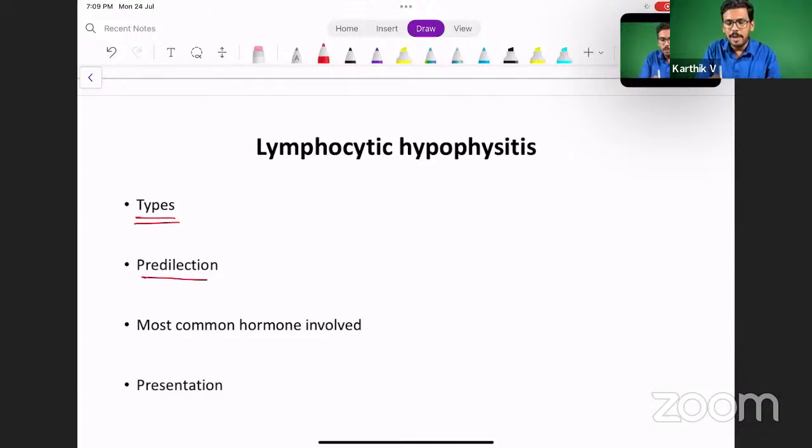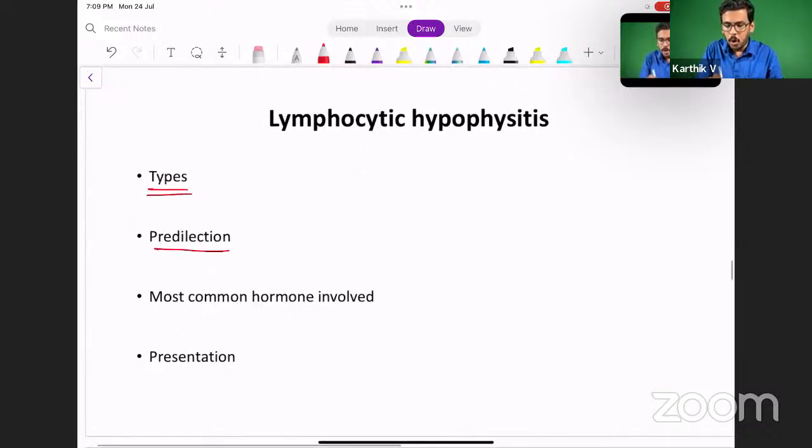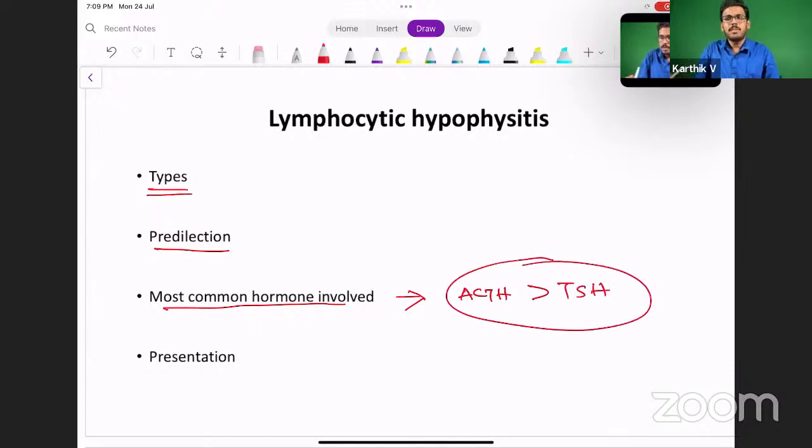And the predilection, we have discussed, is in the last trimester of pregnancy and in the first 3 to 6 months postpartum, which is the most common period where lymphocytic hypophysitis cases have been reported. The most common hormone involved is ACTH followed by TSH. This is what is given in the standard textbooks of endocrinology.